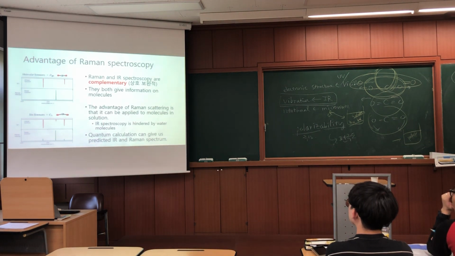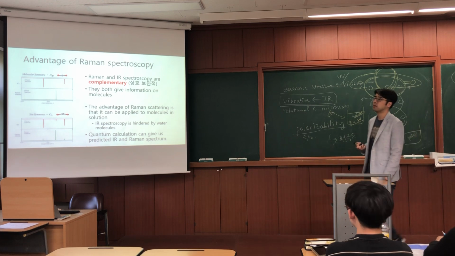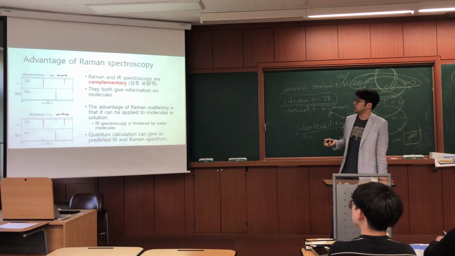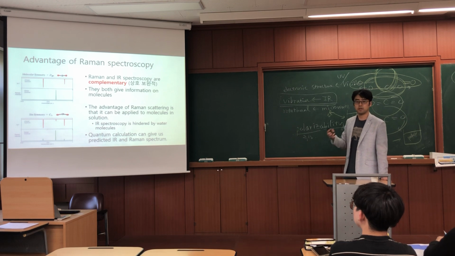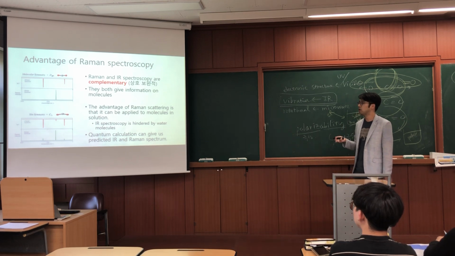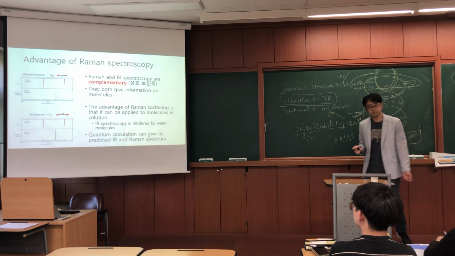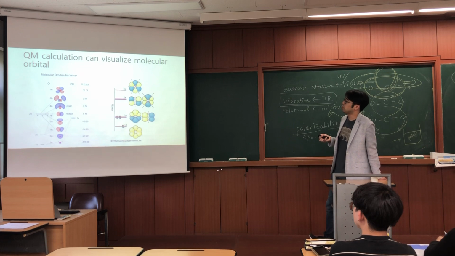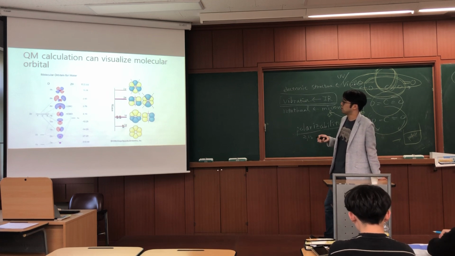So Raman scattering has some advantages. And these kinds of spectrum patterns can be calculated using quantum chemistry packages, quantum chemistry programs. During the practice session, especially class B will practice how to calculate IR spectrum and Raman spectrum using the Gaussian program. And also we're going to calculate the molecular orbitals and visualize these.